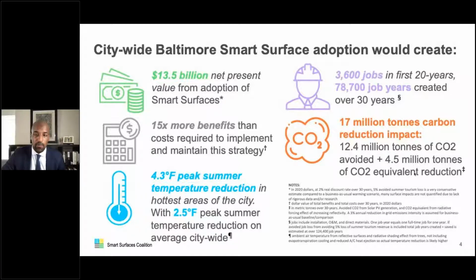So yeah, we're learning a lot here in Baltimore and looking to take some of the insights from the Smart Surfaces Coalition's research to inform the policies that we put forward here in the city, and hopefully make some change for everyday folks. Thank you.